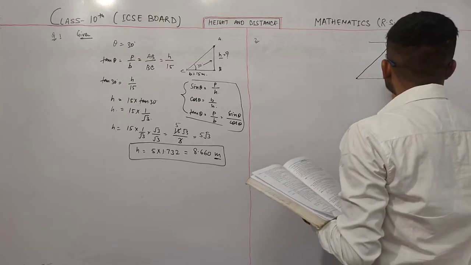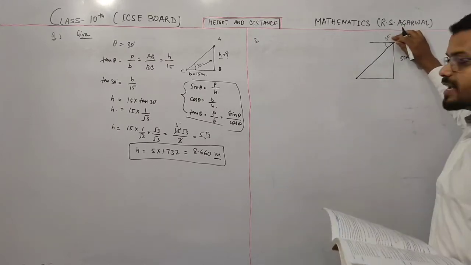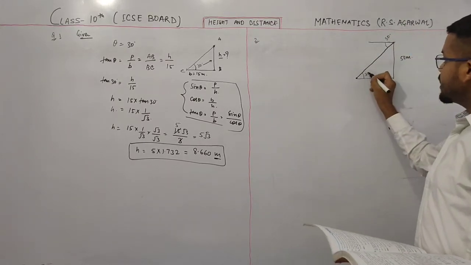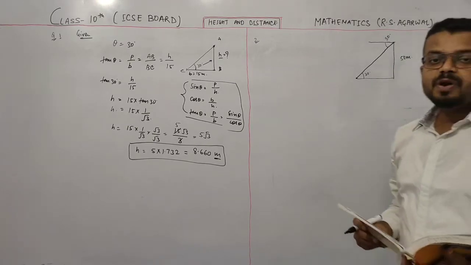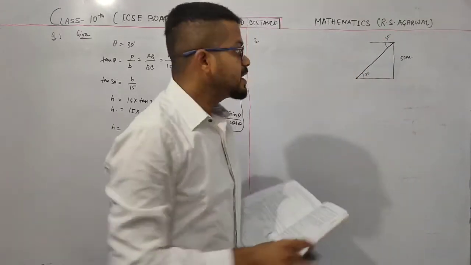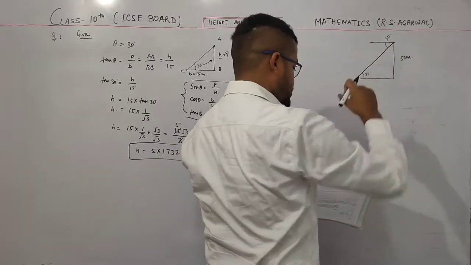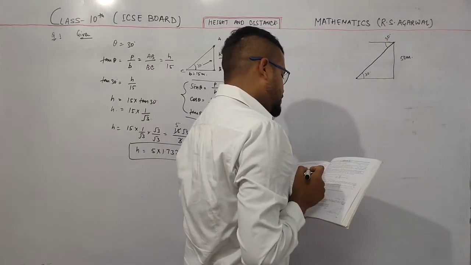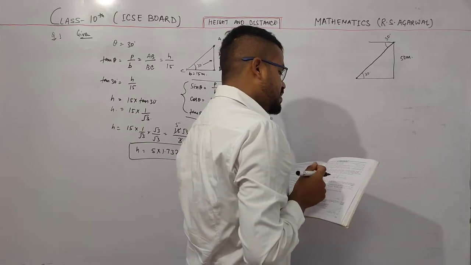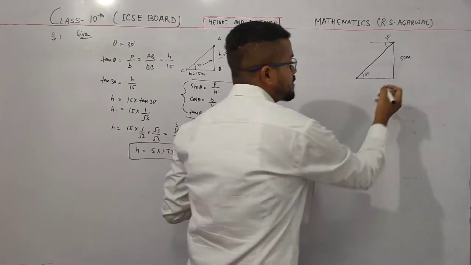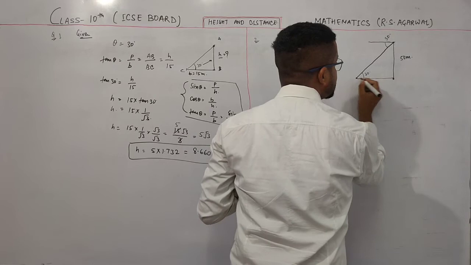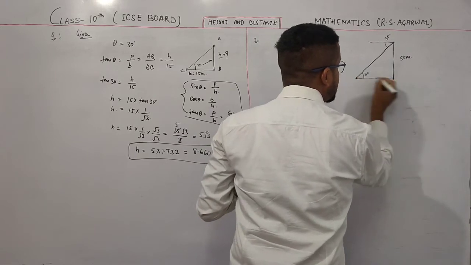Okay. So if this is 30 degree, then this is also 30 degree by which property? Alternate angle. So if this is 30 degree, then it is also 30 degree. Calculate to the nearest meter the distance of the boy from the foot of the cliff. We have to measure the distance from here to here.